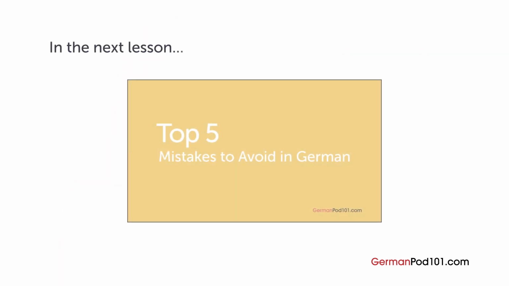Ober, Wasser, Bahn. In the next lesson, we'll look at the top 5 pronunciation mistakes German learners make.